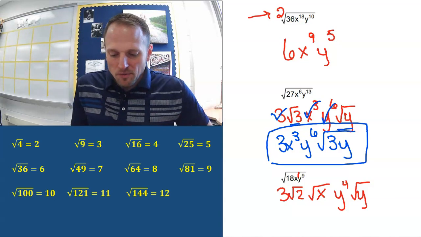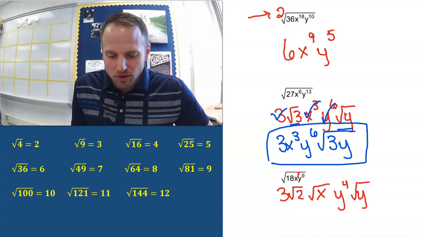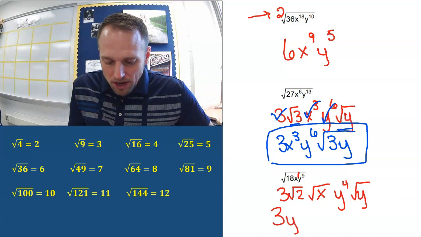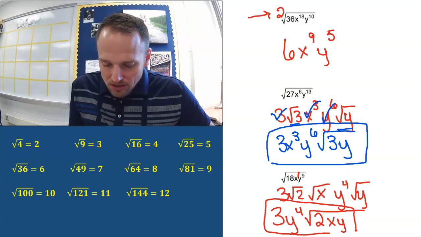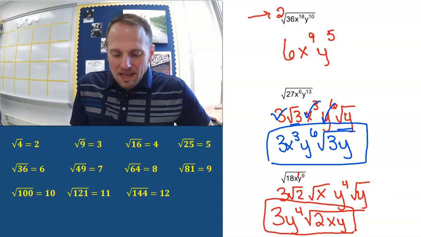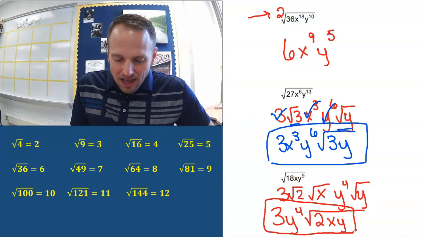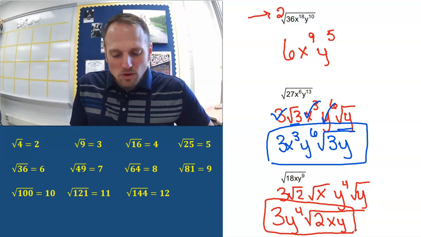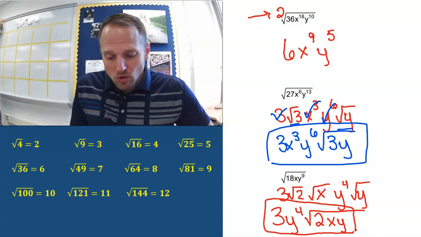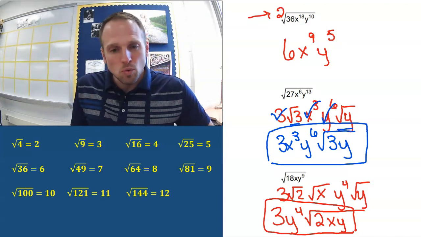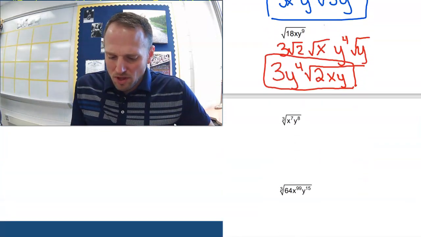Now let's bring our stuff that's not under a square root sign out front. 3y to the 4th. Let's put all of our other square roots together: root 2xy. And this is our answer. So the square root of 18 was 3 root 2, so I've got that in there. x is just going to be root x. And y to the 9th, 9 divided by 2 is 4, remainder 1. Let's do some more. These are tricky.